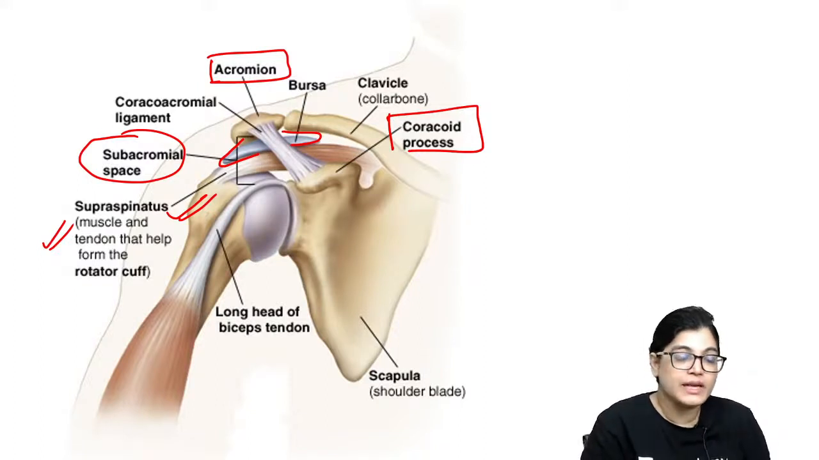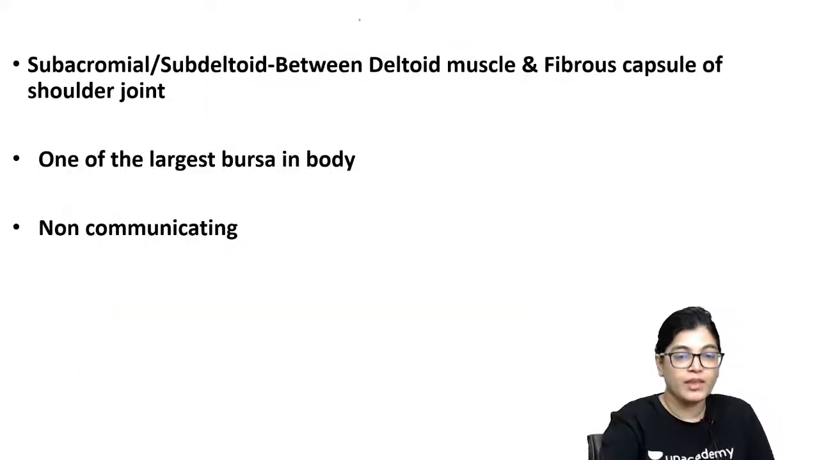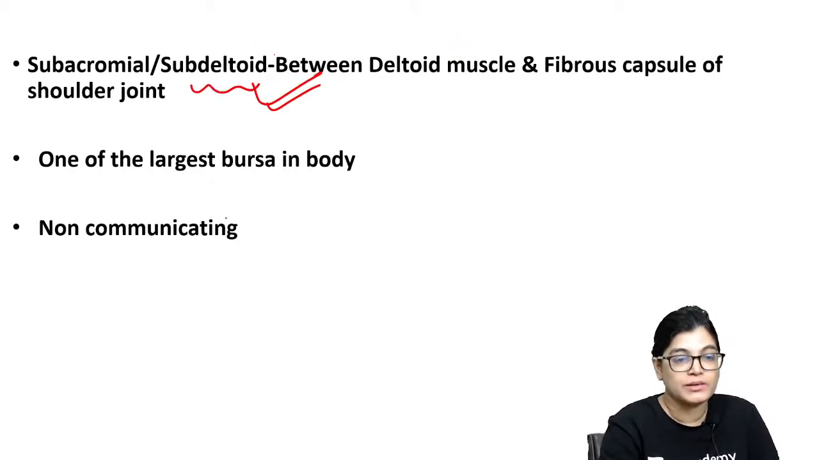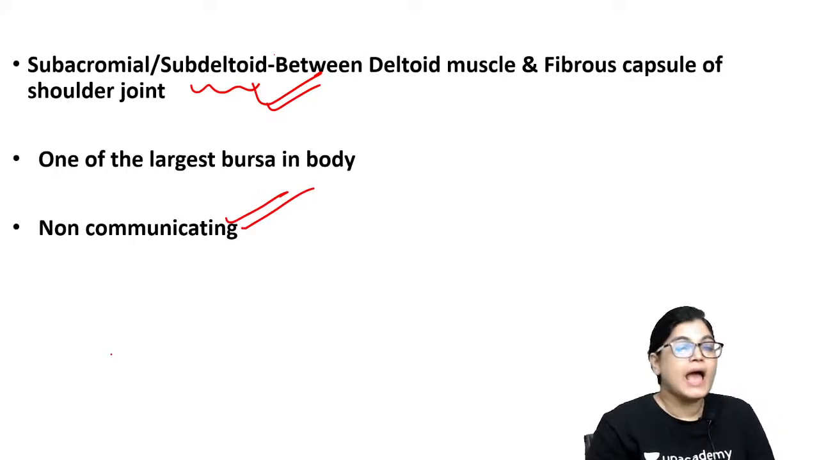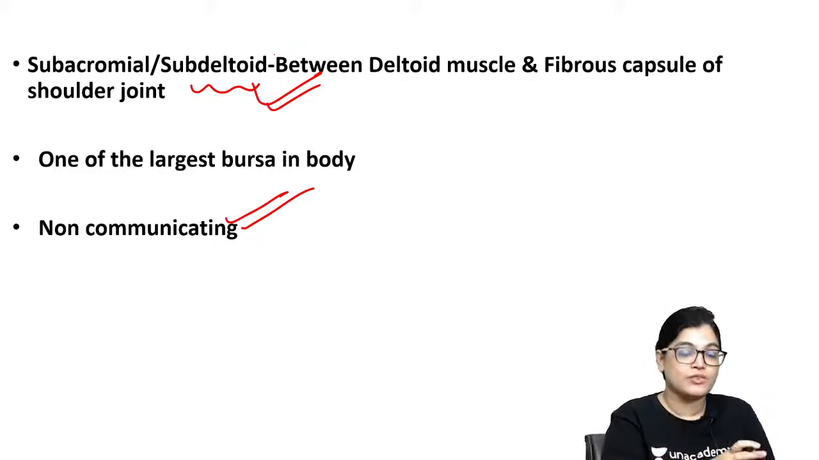You can also say it is lying below the deltoid, so it is also called the subdeltoid bursa, one of the largest bursae of the body, and it is sandwiched between the coracoacromial ligament and the supraspinatus muscle. This is the reason that it can impinge the supraspinatus muscle tendon. One of the key points is that this bursa is not communicating with the joint cavity.